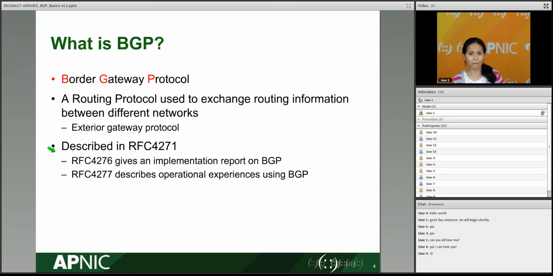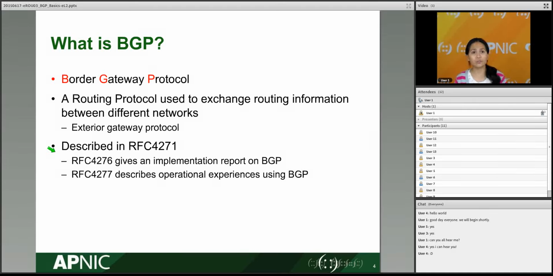So a simplified definition of BGP would probably be, it's a protocol that's used to exchange information between different networks. So you can consider it as one of the most useful protocols that runs the internet. Some people would even say it's the routing protocol for the internet. It's very simplified, but it kind of gets the essence.